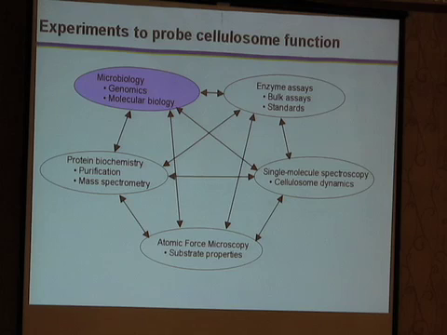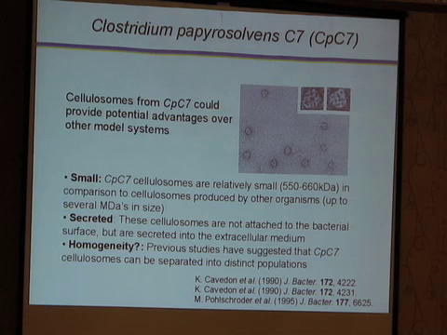So, on the microbiology front, we've been interested in Clostridium cellulolyticum... Clostridium papyrosolvens C7. Susan Leschine discovered this many years ago, with some references down here. And as a biochemist, I thought this looked like a really interesting organism to study in terms of understanding cellulosome function. The cellulosomes are actually relatively small, at 500 to 600 kilodaltons. So that's small for a cellulosome. They often reach many megadaltons in size. That just makes life miserable for a biochemist.